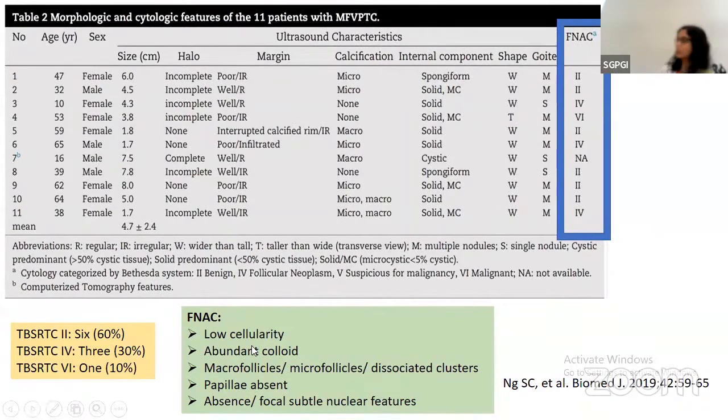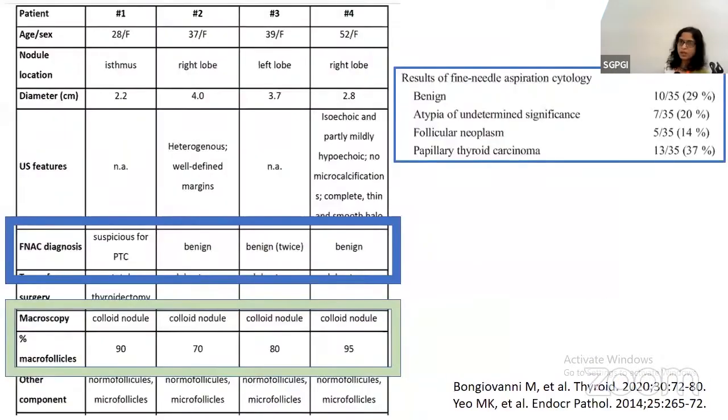On aspirate, you will get low cellularity, abundant colloid, macro or microfollicles without dissociated clusters. By definition, papillae are absent, and the nuclear features are also absent or focal. Especially on cytology, it's difficult to pick up. Another series of 4 cases, in which 3 were called benign and 1 was called PTC, was by Bongiovanni et al. He is a well-known person in thyroid cytology. On gross examination, these specimens were also all called colloid nodule.